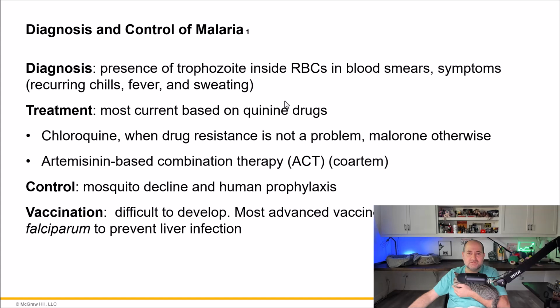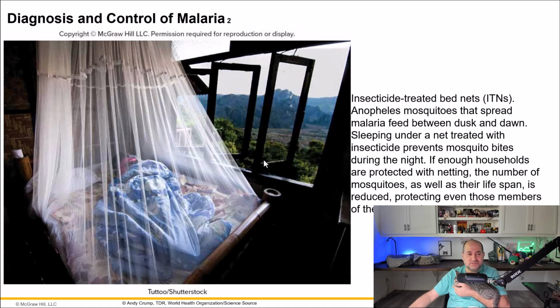Treatment includes these quinine drugs, chloroquine, and artemisinin-based combination therapy. Control includes mosquito decline and human prophylaxis, mosquito nets even. There's even a vaccine that's now available as well. Here's an image of those sleeping nets I told you about. Insecticide-treated bed nets, right? These keep the mosquitoes off during sleep.